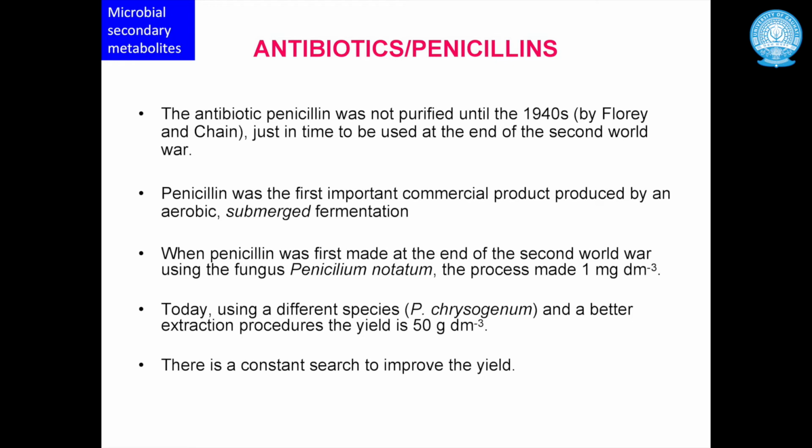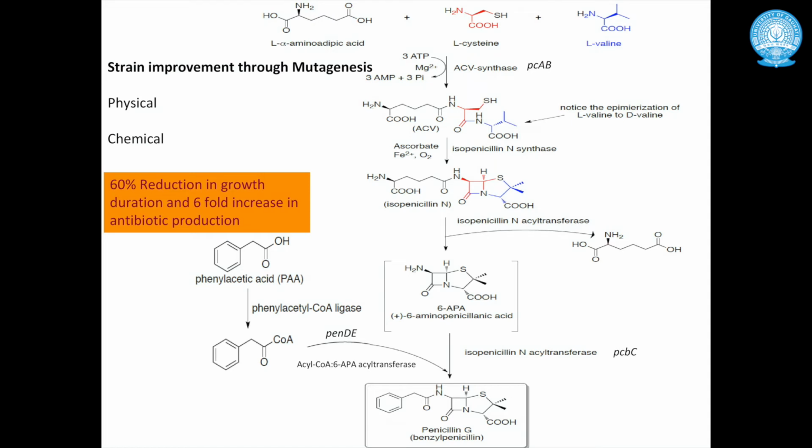Now if we look at the biosynthetic pathway of penicillin in fungi, what we see is that it starts with a condensation of L-amino adipic acid, L-cysteine and L-valine in the presence of one enzyme called ACV synthase. It is encoded by a gene called PCBAB. Now, when these three amino acids combine, there is formation of amino adipyl cysteinyl valine, commonly called ACV. This is the first intermediate of the penicillin biosynthetic pathway.